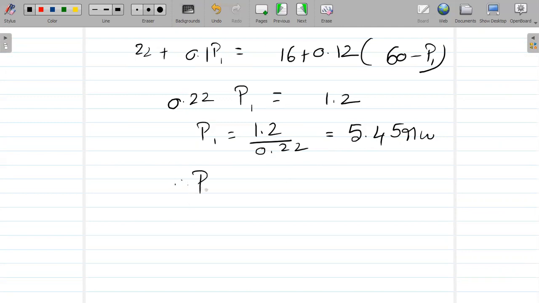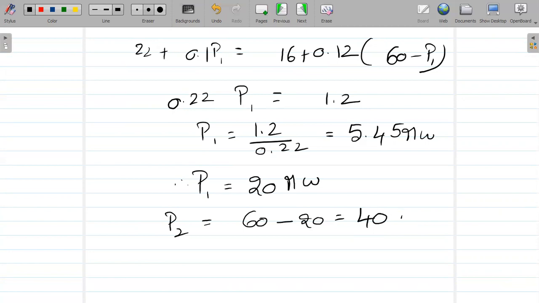Therefore, set P1 equal to the minimum limit itself, that is 20 megawatt. Then what will P2 become? P2 will become the total load 60 megawatt minus this 20 megawatt, that is 40 megawatt. The maximum limit is given as 100 megawatt, so it is below the maximum limit and above the minimum limit. Like this, we have to solve the problem. Because P1 is below the minimum limit, set P1 as the minimum limit itself, 20 megawatt. Then P2 equals total load minus 20, that is 40 megawatt.